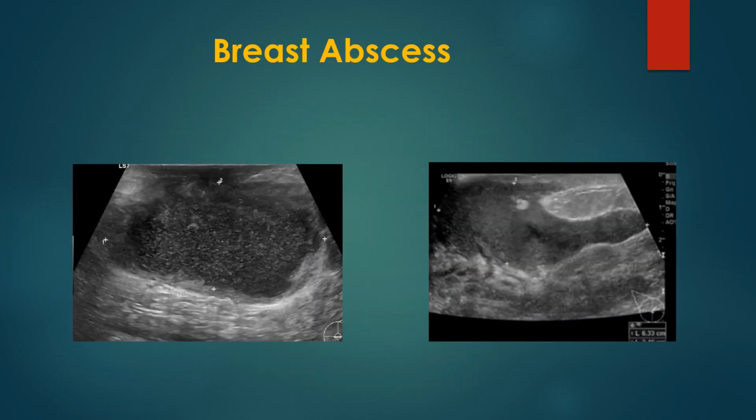Next case, the breast abscess. These are commonly seen in the lactating woman, and you can see that there is a hypoechoic collection here with low level granular internal echoes. They can sometimes track to the skin. So this is how usually the breast abscess looks. Surrounding inflammatory changes can be there.